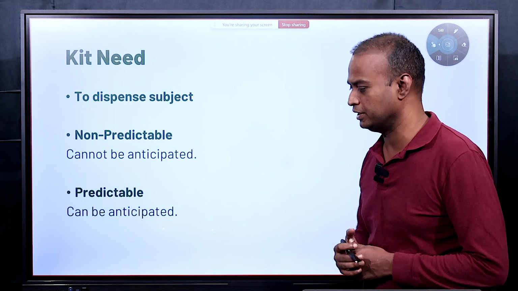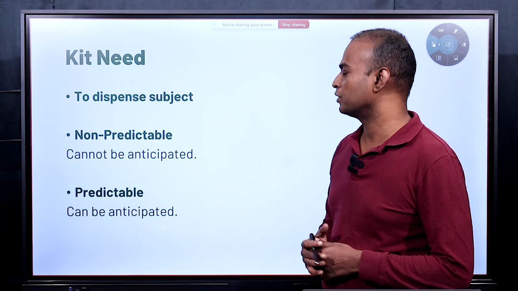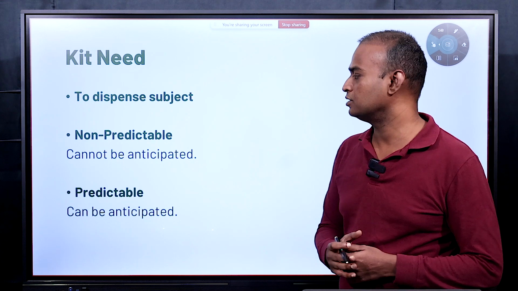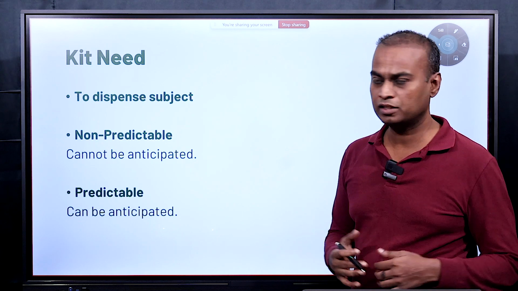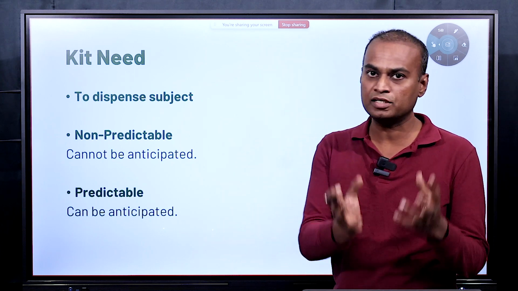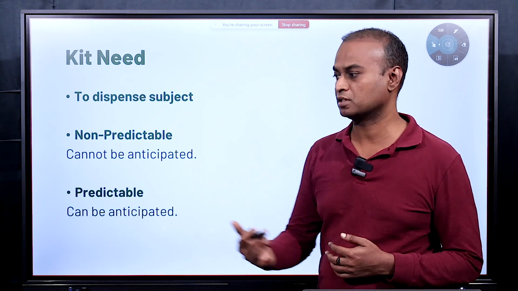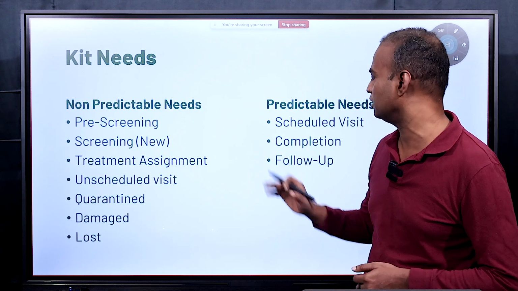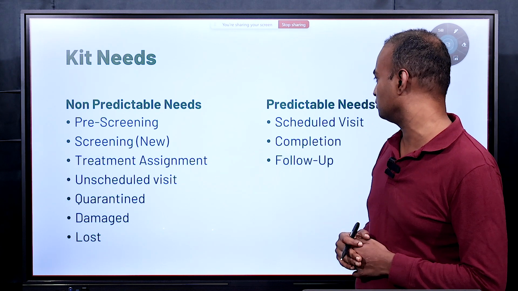And there are two types of needs. One is a non-predictable need, and one is a predictable need. What I mean by non-predictable need is that you cannot anticipate how many kits are needed at a particular site. Such needs are known as non-predictable needs. One more is predictable need. With this need, you can predict how many kits of each kit type are required at a particular site, so that you can send those kits to that site in advance. Okay, that is non-predictable need and predictable need. When we go to the next slide, we will clearly understand the different types of non-predictable needs and the different types of predictable needs.